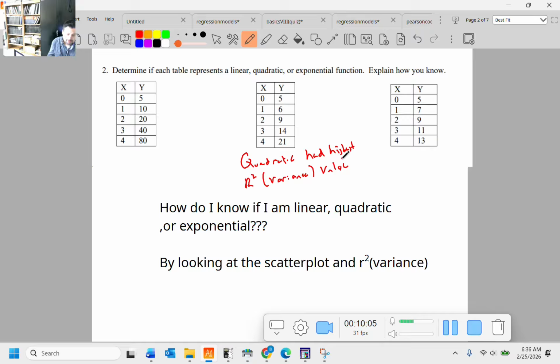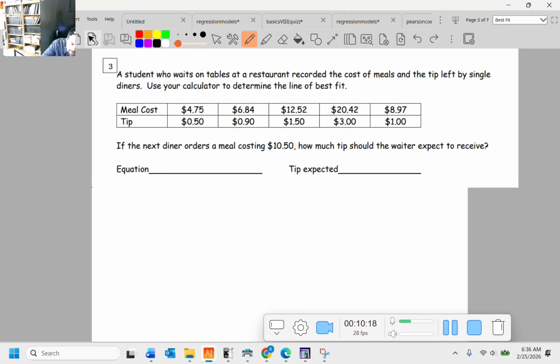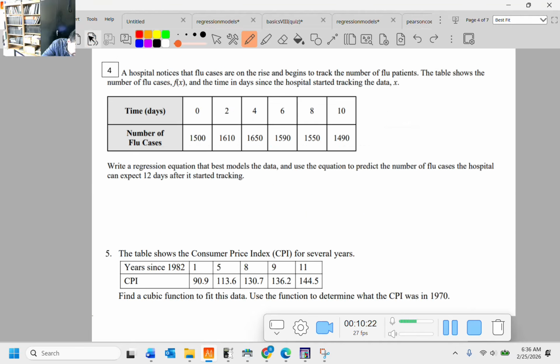Anyways, that's just what you need to do with these things. See which one has the best R squared variance. Or some of them, you look at them and you think numbers, you know. Anyways, I'll let y'all figure that out. Let's see, a student who waits at tables. I don't want to do that one.